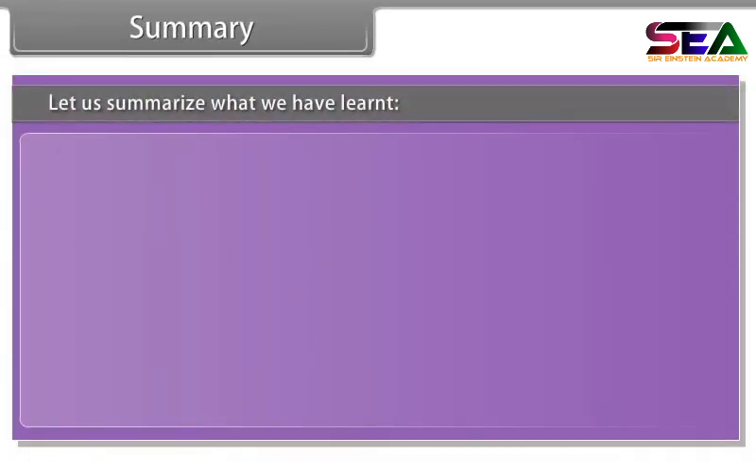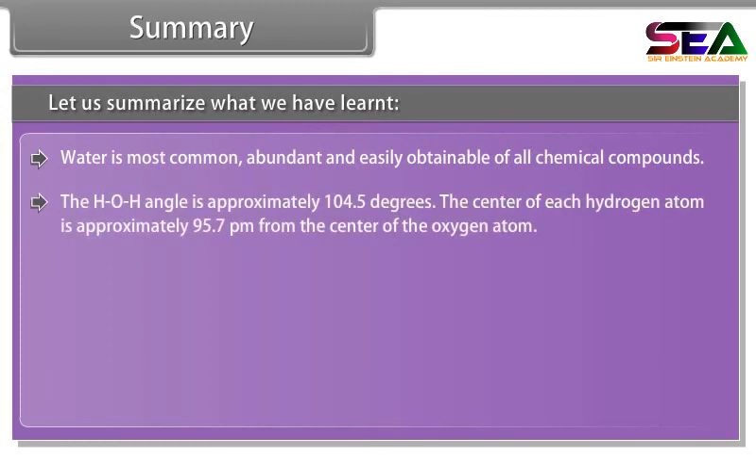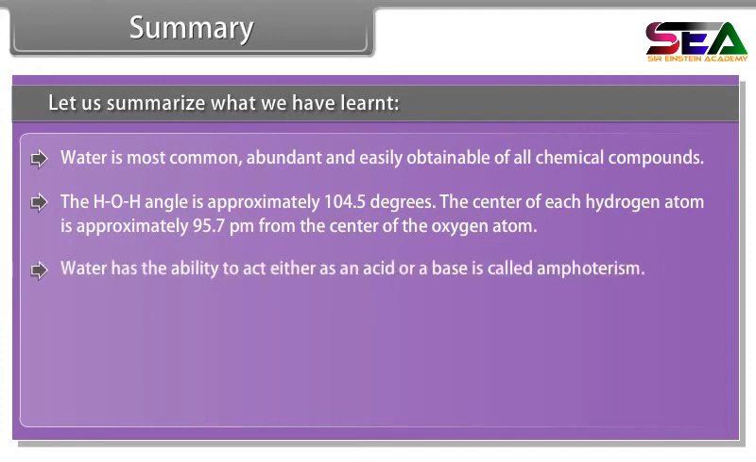Summary. Let us summarize what we have learned. Water is the most common, abundant, and easily obtainable of all chemical compounds. The H–O–H angle is approximately 104.5 degrees. The center of each hydrogen atom is approximately 95.7 picometers from the center of the oxygen atom. Water has the ability to act either as an acid or a base, which is called amphoterism.